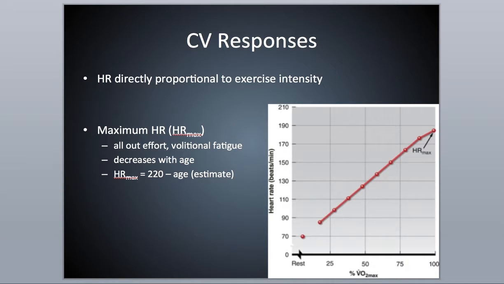Right. So if someone was, say, 20 years of age, their estimated max heart rate for this equation is going to be 200. But it could be as low as 185, or it could be as high as 215. So you've got to keep that in mind. It's an estimate. It's not an exact science, but it'll at least get you in the ballpark.